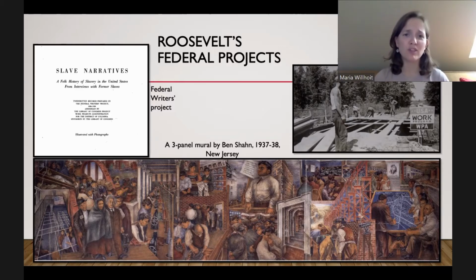So one of the projects that Roosevelt had people do was to interview these slaves who were much older, but he wanted to get their accounts. He wanted to get their experiences down on paper and preserved too. This is now in the Library of Congress. And it's an incredible narrative project. It went across all 50 states.